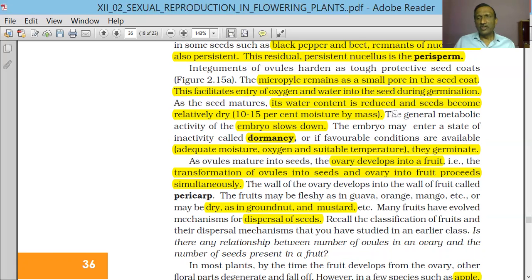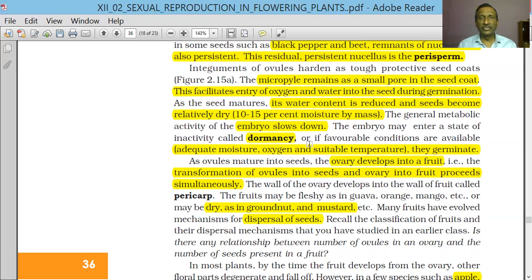Okay, so this is how it will be. The general metabolic activity of the embryo slows down greatly, and the embryo may enter a state of dormancy. Dormancy is that state in which the seed will remain till it gets all the favorable conditions.